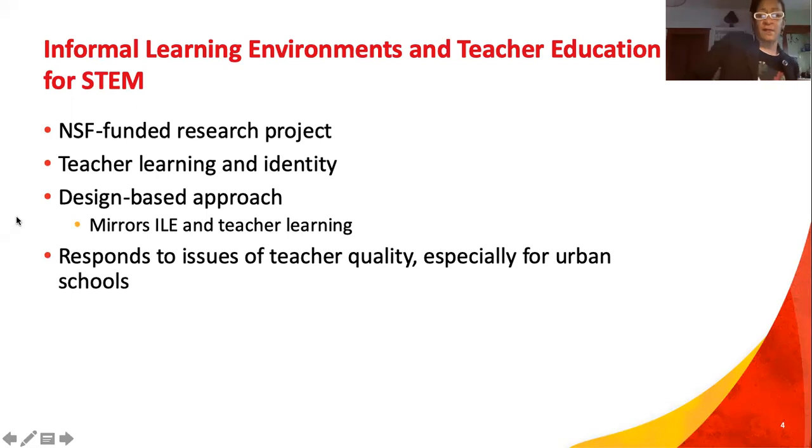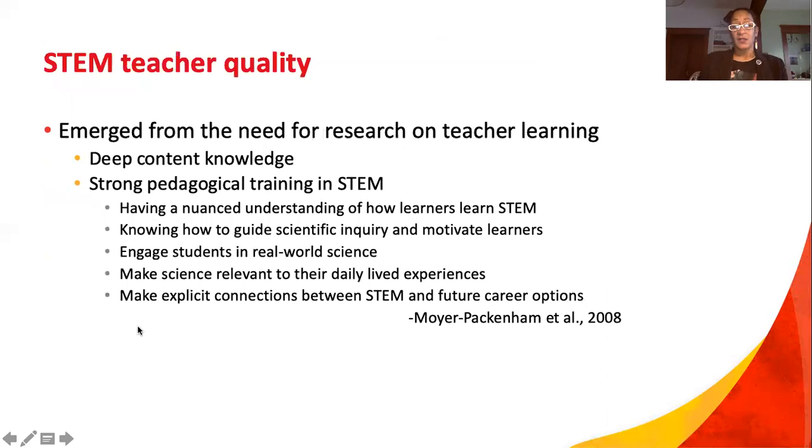So going back to the research, it responded to issues of teacher quality, especially for urban schools, because there is a lot of research, and unfortunately it continues, that especially in the United States, there are issues of teacher quality, teachers who are either not fully qualified or not qualified in a subject area. And they often end up in classrooms in lower income, rural areas where students end up being underrepresented because they do not have equitable access to quality science education. So STEM teacher quality also emerged from that context, for the need for research on teacher learning.